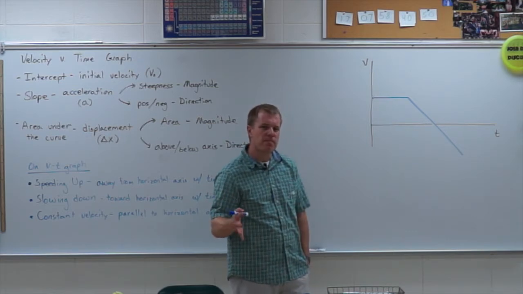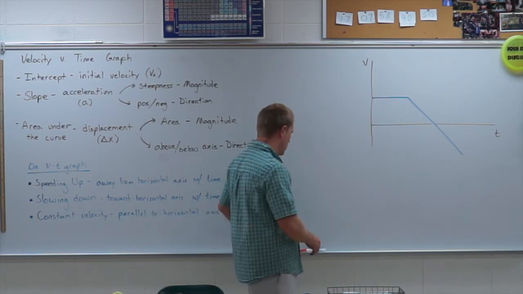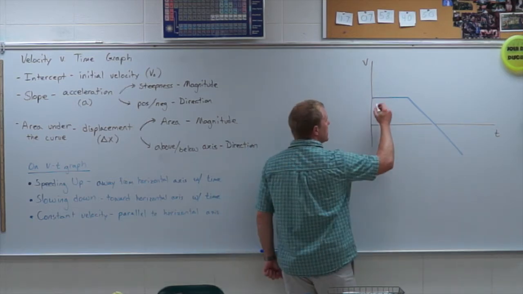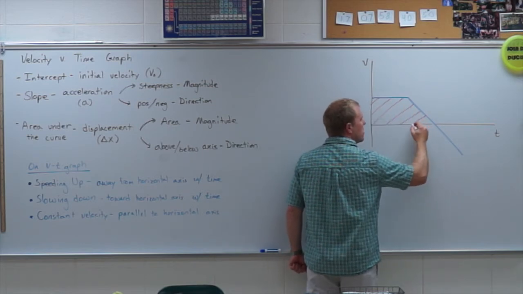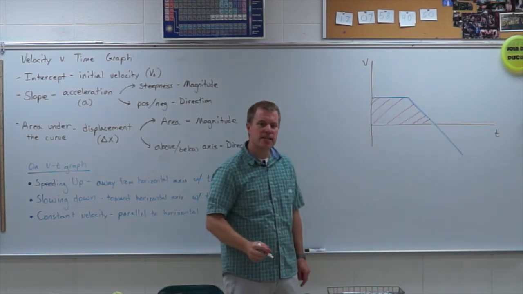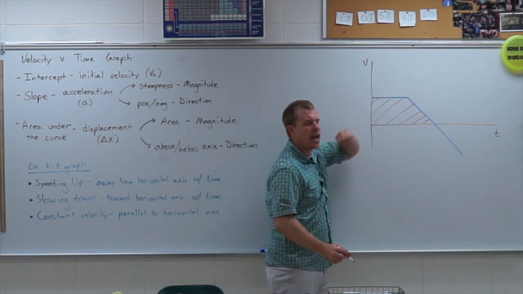Now let me show you what I mean by the area under the curve. So in this case, this is the area under the curve. The area that's occupied between the axes, the horizontal axis, and my line.